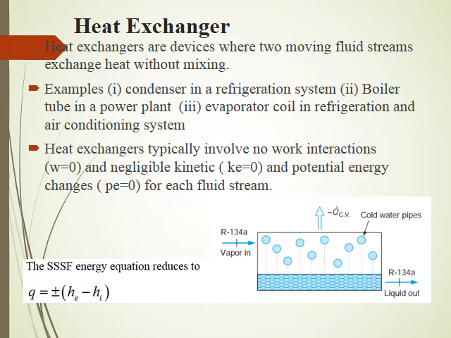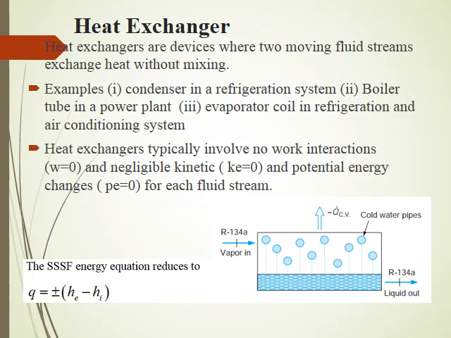The evaporator of the refrigeration system: the freezer coils are known as evaporator coils. Now the refrigerant is flowing through these coils. This refrigerant is basically exchanging heat with the substance that has to be cooled. The refrigerant is absorbing energy from the substance that has to be cooled. So basically the evaporator is nothing but a heat exchanger.